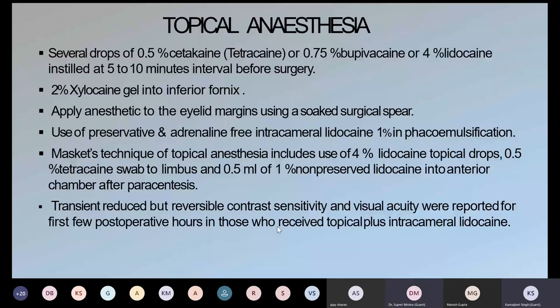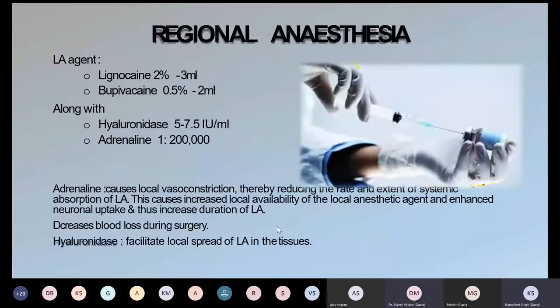So then regional anesthesia, as I have already mentioned, these drugs have to be used. And 3 ml of lignocaine, 2 ml of this, and some hyaluronidase. The basic practical guideline is that you give one injection of hyaluronidase into the xylocaine 30 ml, and then you mix it properly, shake it, so that the effect lasts properly. Adrenaline these days people don't use because the surgery is very short. This is required only when you are going to perform a longer surgery, and it should be avoided in those patients who are hypertensive.